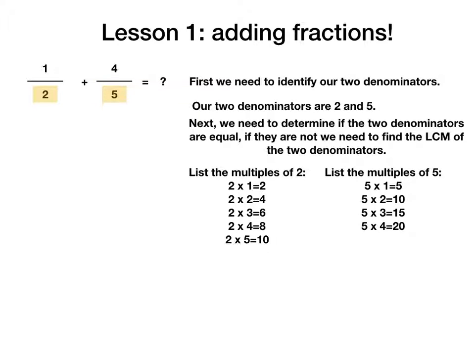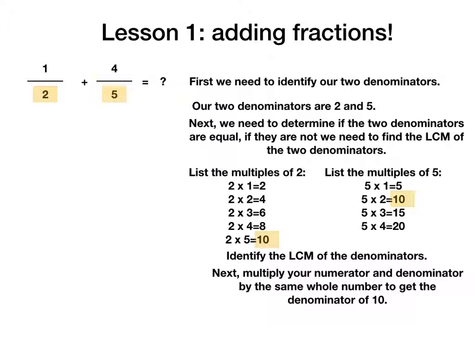5, 10, 15, 20. Now that they're both listed, we need to identify the least common multiple of the two denominators. They're going to share a number, and that number is 10. You don't have to list out multiples beyond the 10 if you are able to identify that the 10 is going to be the least common multiple between 2 and 5.